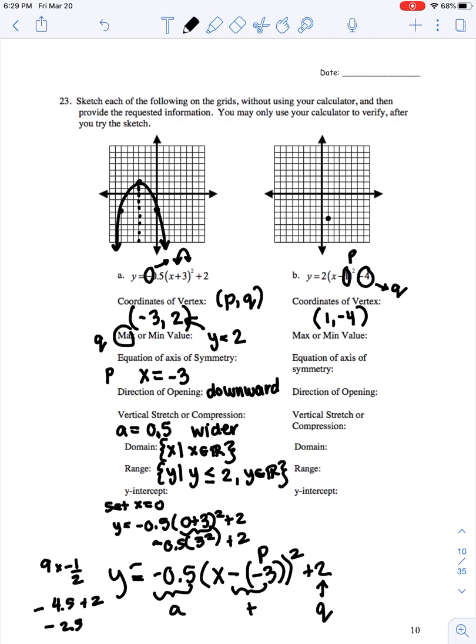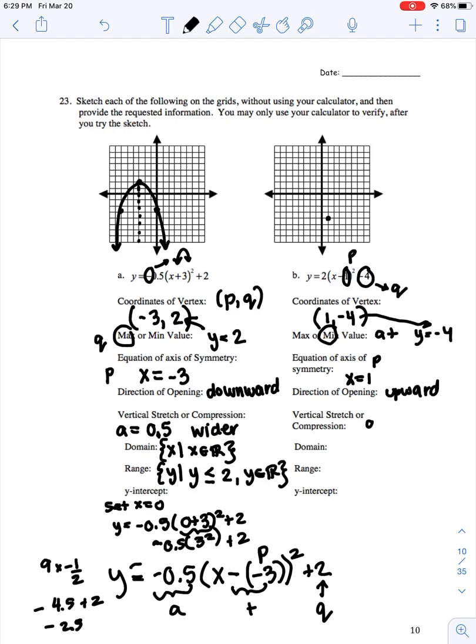Now in this case, since our a value is positive, that means it's going to be an upward facing parabola. With an upward facing parabola, it's going to have a minimum value. And we know it's going to match the q value, which is y equals -4. So that should always match that. The axis of symmetry comes from your p, and that's going to be x equals 1. That's the equation that cuts it straight down the middle.